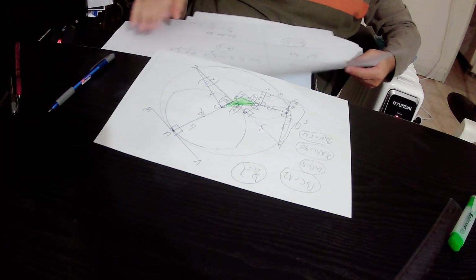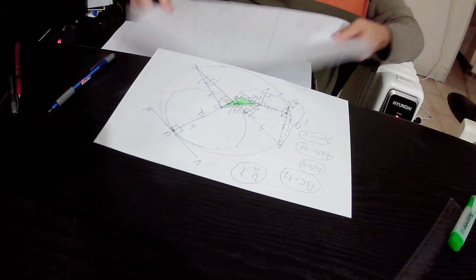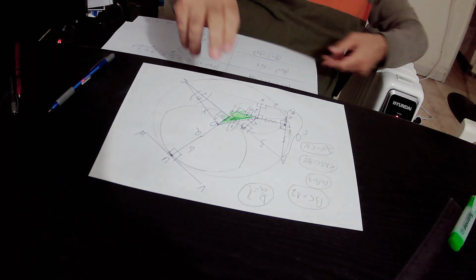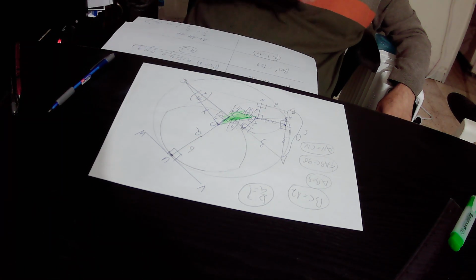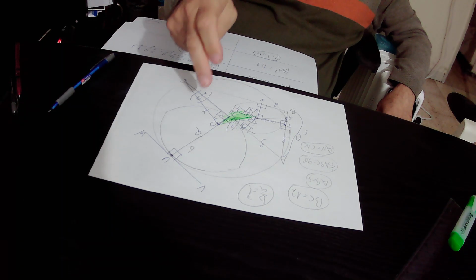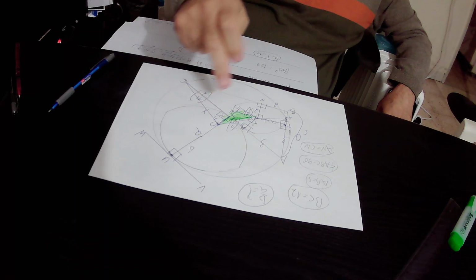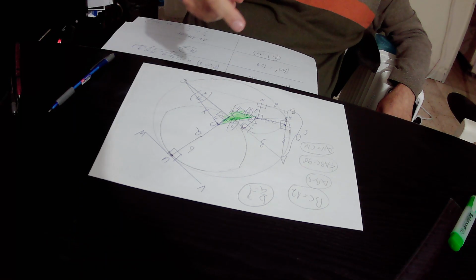So in this lecture we found out the ratio between the radius of this circle and the radius of the small circle. The radius of this circle is B and the radius of this circle is A, so we found out the ratio of B over A.